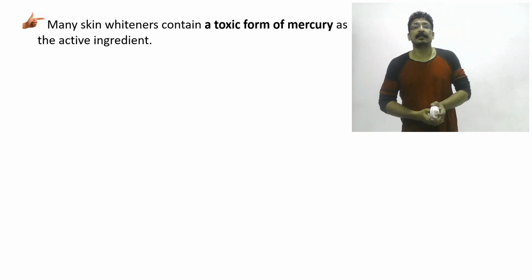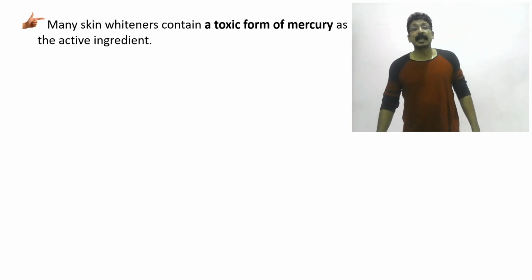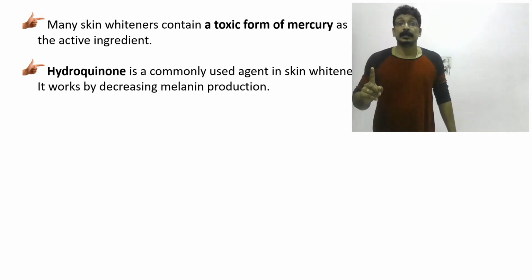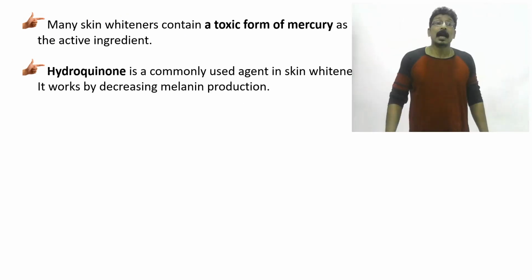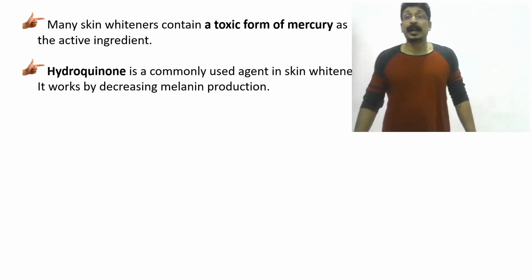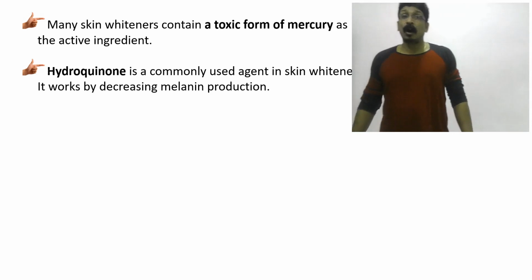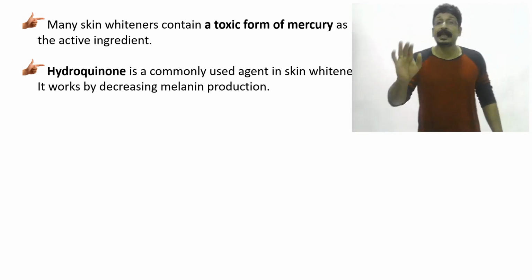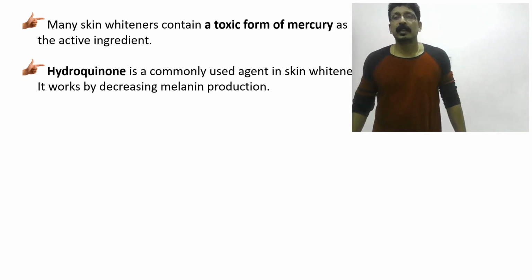And many skin whiteners contain a toxic form of mercury as an active ingredient usually. So now it is not allowed to use mercury compounds. And next you can see hydroquinone. Hydroquinone is a commonly used skin whitening agent. It works by decreasing melanin production. It is a common agent actually, hydroquinone.